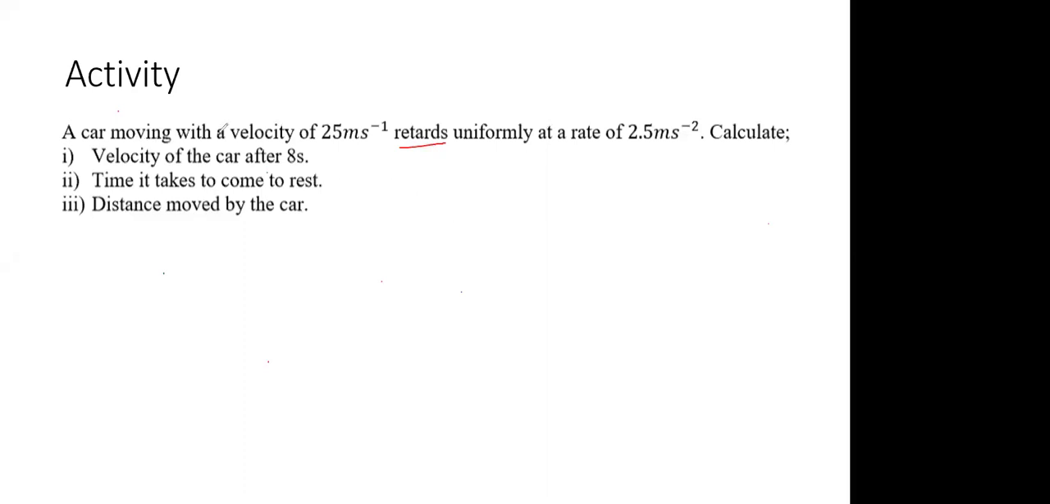The moment you see a car moving with velocity, can someone tell us what is our U? Members, what is our U? What is V? What is T? What is A? Do we have U? Yes, 25 meters per second. Do we have V? No. Do we have T? No. For the first Roman, we have it is what? 8 seconds. Then acceleration? 2.5. But because of this word, retards, we are going to write it as negative. Is that okay? Yes, sir. Okay, so let us start.